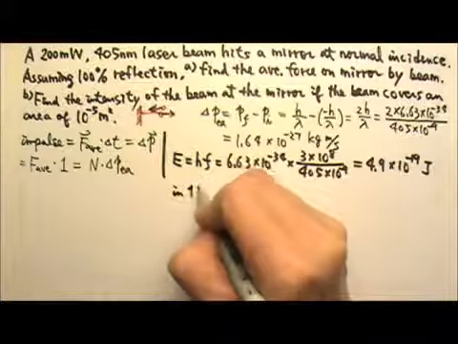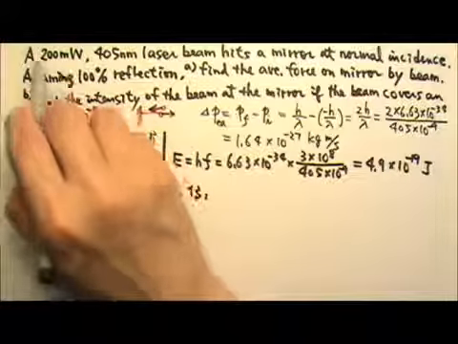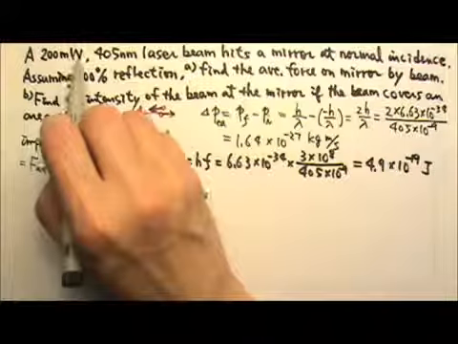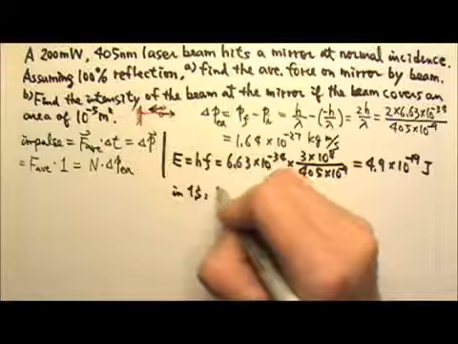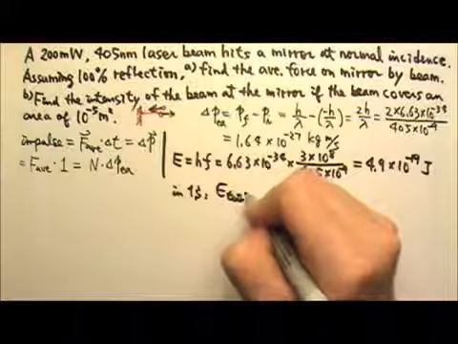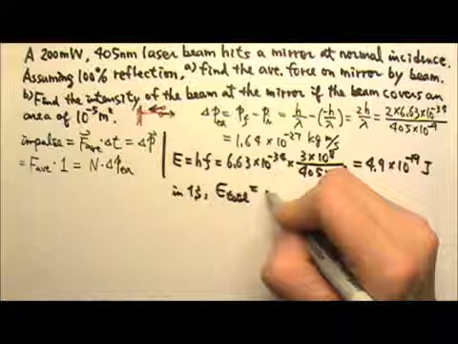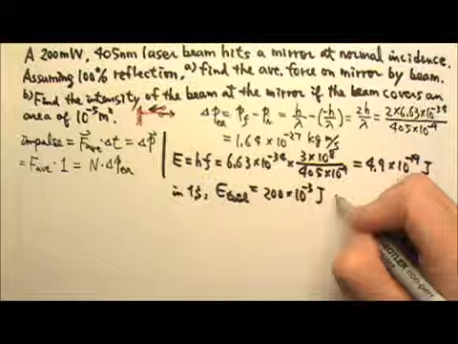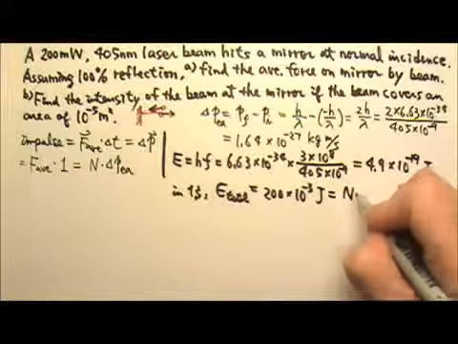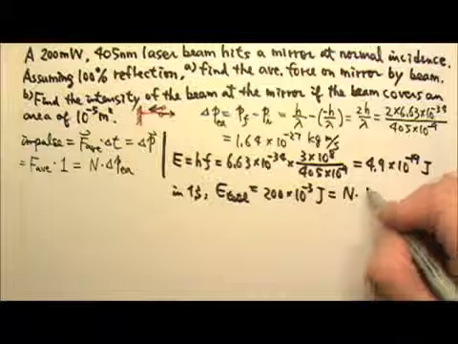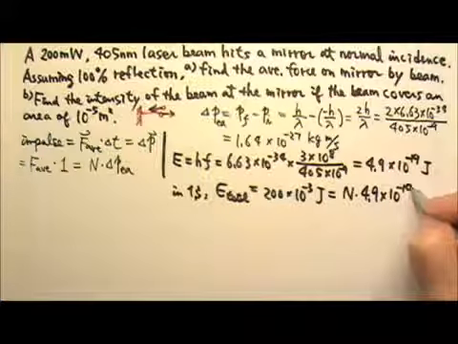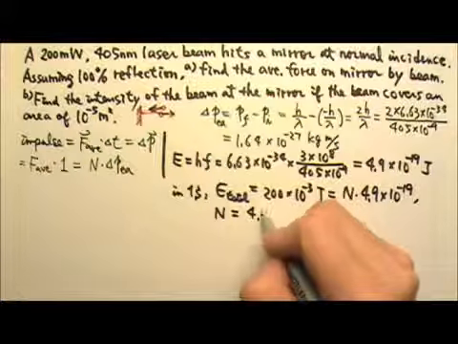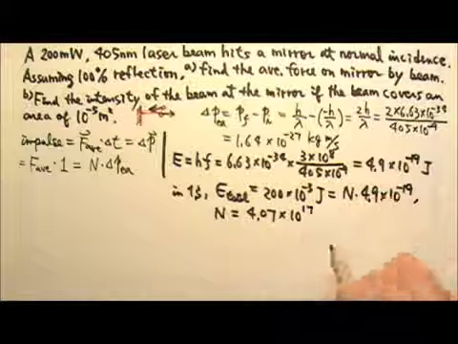Now in 1 second, the total energy would be 200 millijoules, because 200 milliwatts means 200 millijoules per second. So in 1 second, the total energy from all the photons equals 200 times 10 to the negative third joules, and that will equal n photons times the photon energy for each photon. This gives us the number of photons hitting the mirror every second, 4.07 times 10 to the 17th.